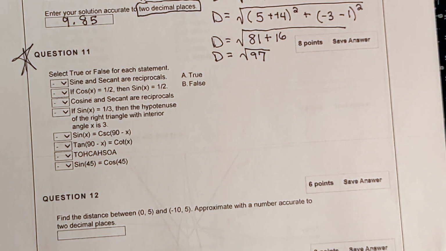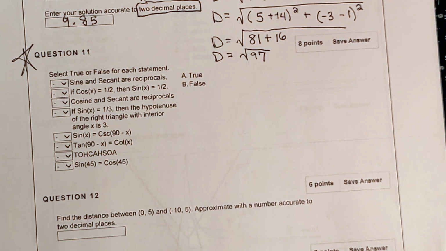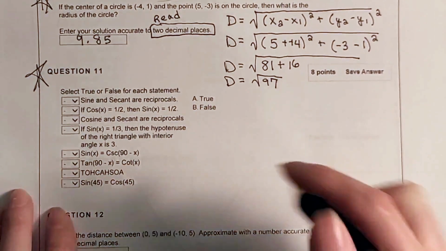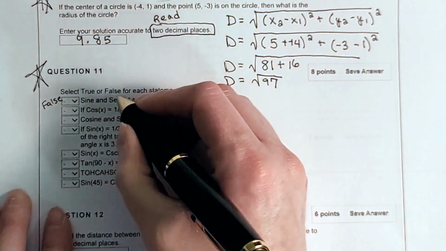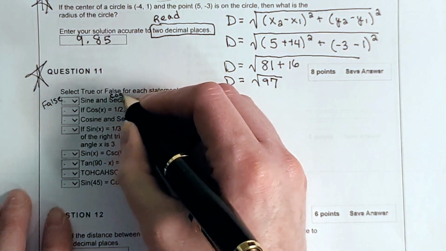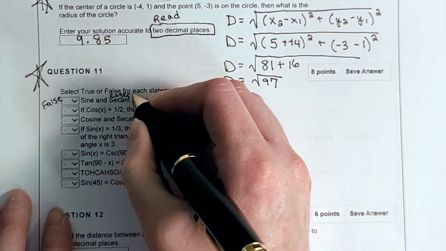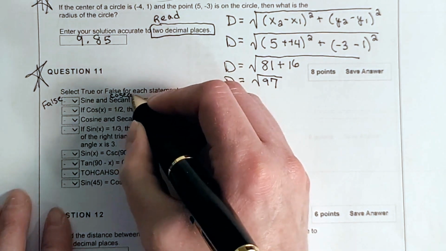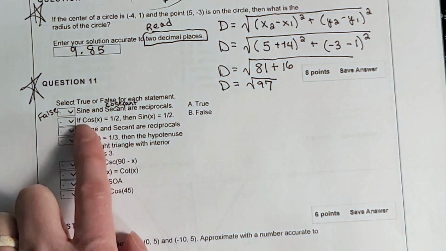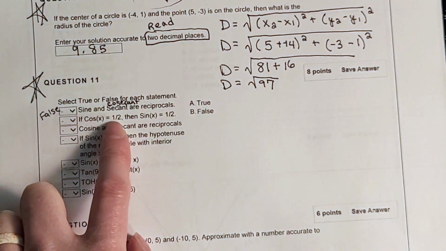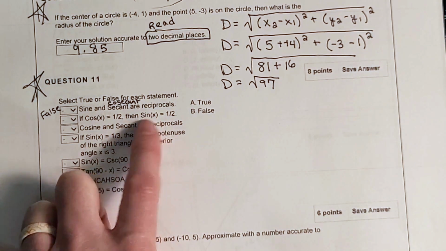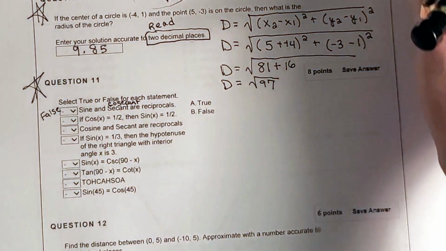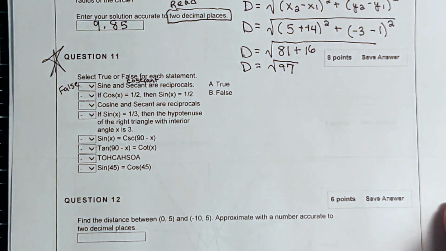Okay, select true or false for each statement. Sine and secant are reciprocals. That is false. Okay, that would have to be cosecant. Okay, if cos equals 1/2, then sine of x equals 1/2. Okay, so that would be false.